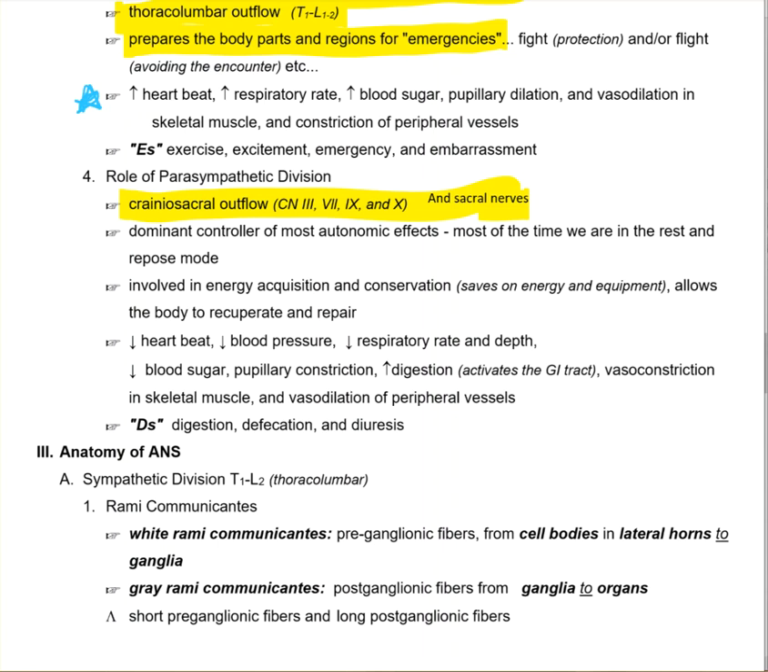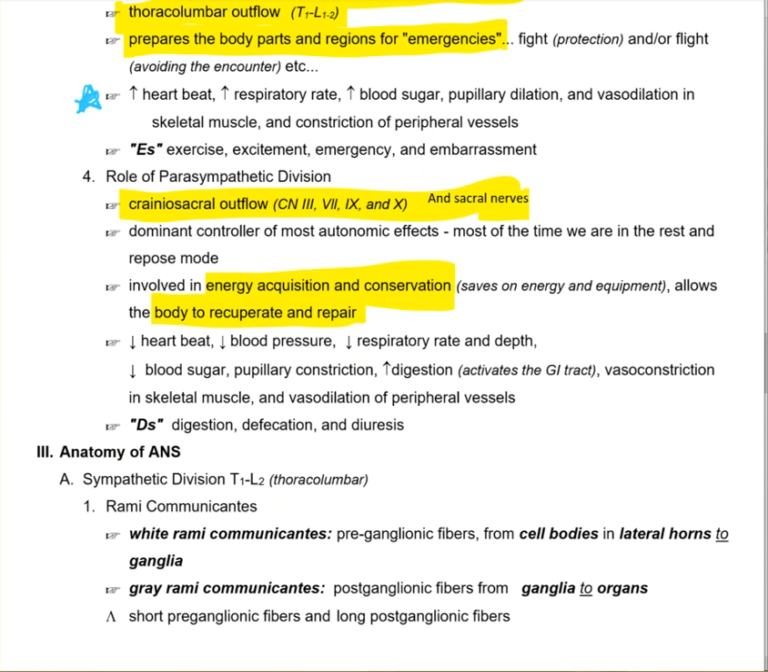Now, this is what we call the dominant controller of most autonomic effects, because most of the time we're in a more rest and relaxing mode. We don't want to activate our system unless we need to. So it's involved in things like energy acquisition and conservation. So when we're relaxing, when we're eating, when we're preparing food in a casual way, things like that. When we're sleeping. And so it's going to allow the body to recuperate and repair.